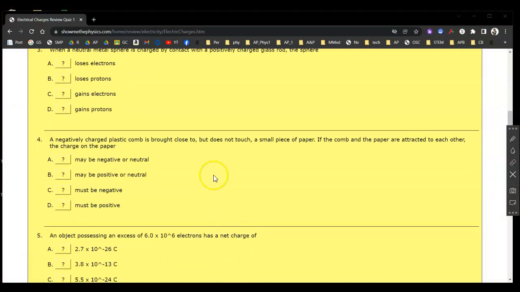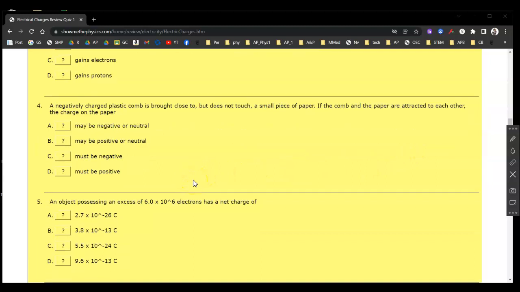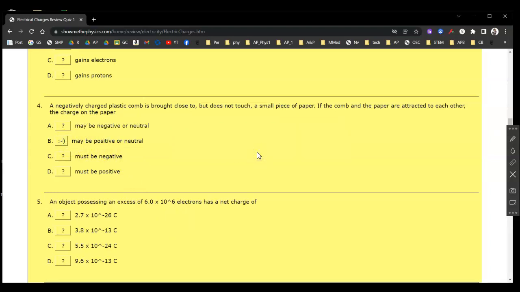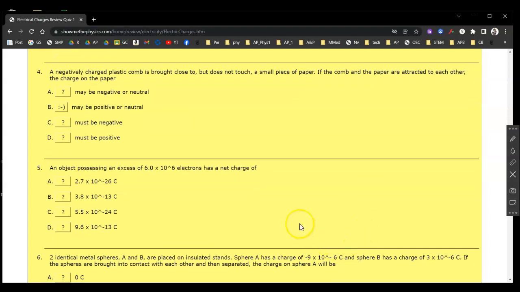Alrighty. A negatively charged plastic comb is brought close but does not touch a small piece of paper. If the comb and the paper are attracted to each other, the charge on the paper... this is a good one. So what is the comb? Negative. And the paper, what do you think the paper is? Well, actually, that's close, but it could also be neutral. Because remember us saying opposites attract, likes repel, only electrons move, and neutrals are attracted to both. Actually, the truth is: opposite charges attract, like charges repel, and neutrals are attracted to both the negative and the positive.